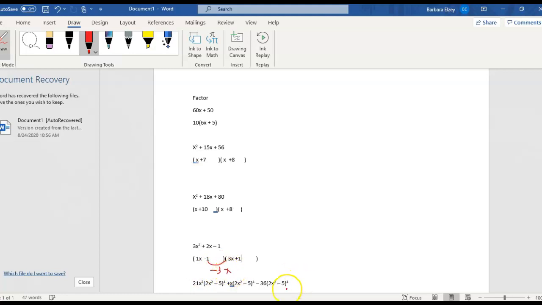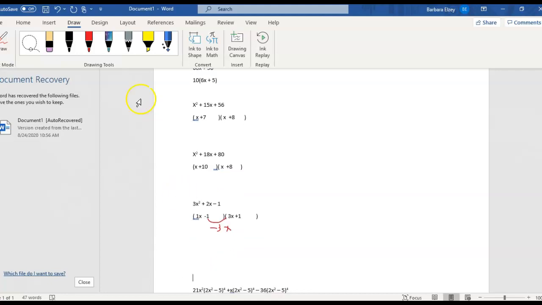And I didn't give myself enough room, so let me switch out of the draw for a second and just put some more room in here. Okay, there we go. Alright, now I'll go back to the draw. Now let's check the outside. 1x times 1 is 1x. Now if I add negative 3x and 1x, that's negative 2x, and I really need a positive 2x.